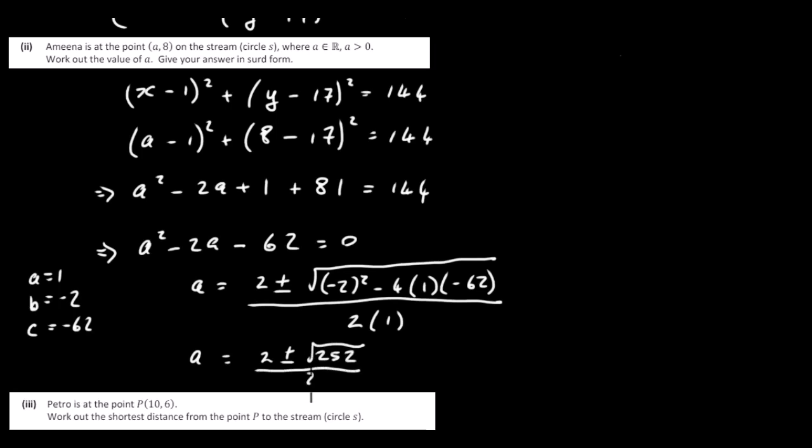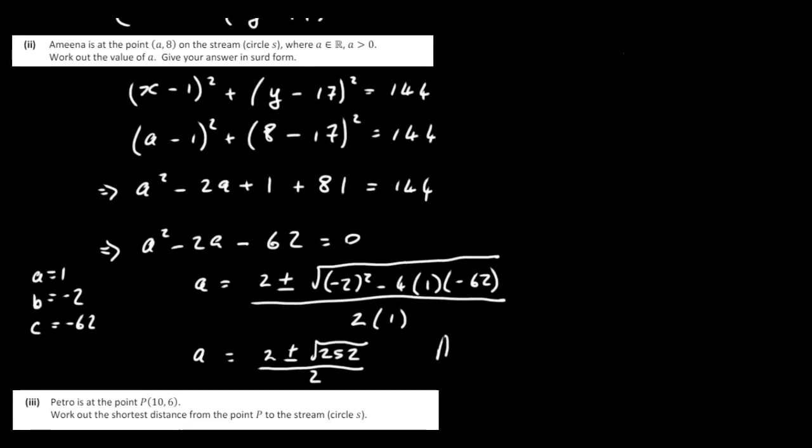over 2. Now we are asked to find the value of a, give your answer in surd form. So if we take the plus value here, we'll get a positive a. If we actually take the minus value of the square root of 252, we'll end up with a negative number, so we don't use that. So our answer in surd form, if you just stick that into your calculator, the plus version, is just a is equal to 1 plus 3 root 7. Okay, let's move on to the next section.